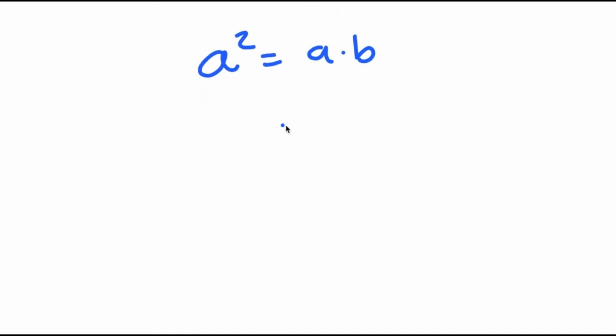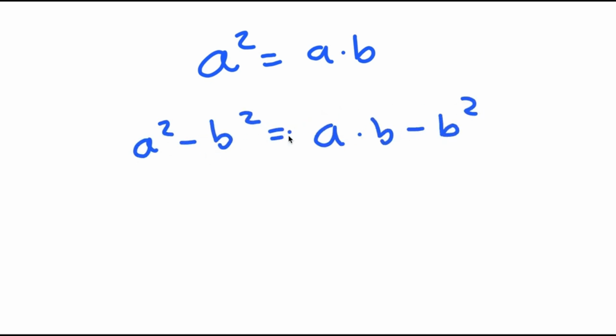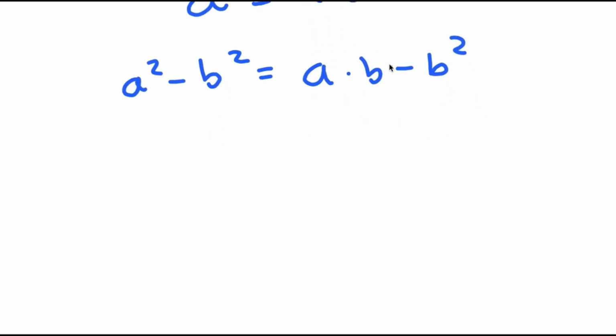Now from here, I'm going to subtract both sides with b squared. So I have a squared minus b squared is equal to a times b minus b squared. Again, a times b is a squared because b is equal to a. So these two are equal to each other.